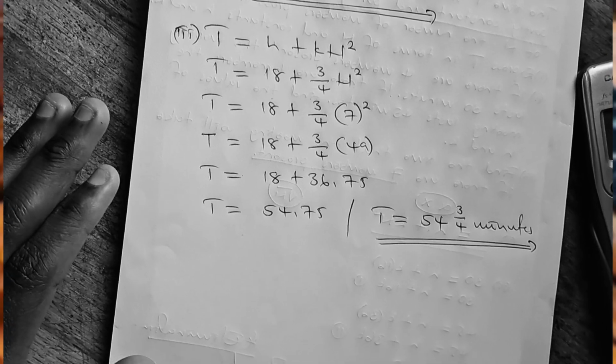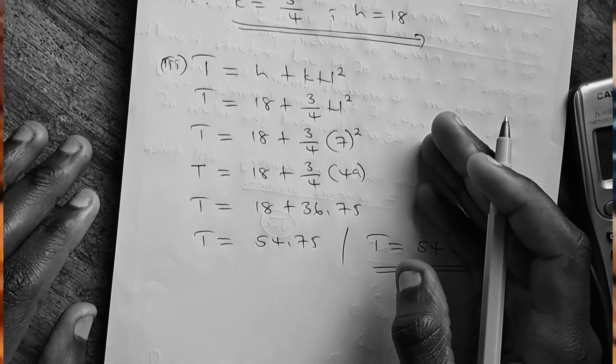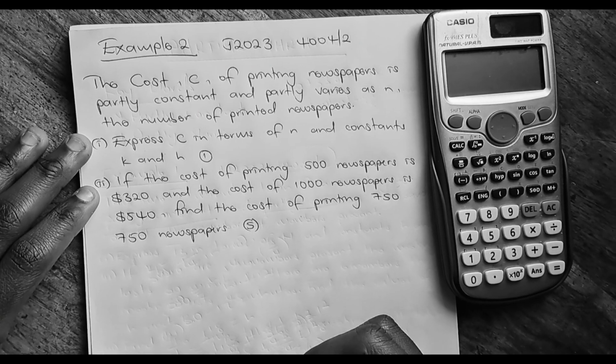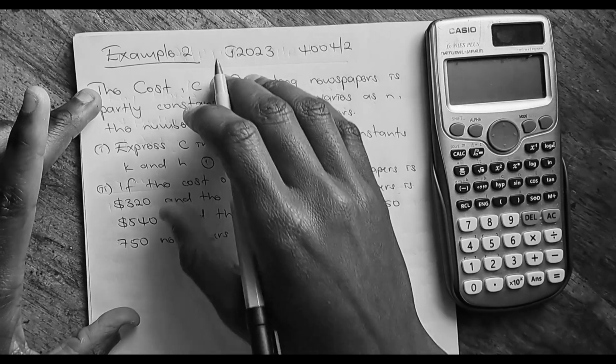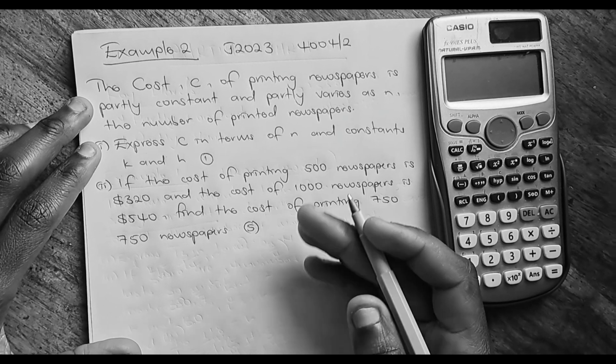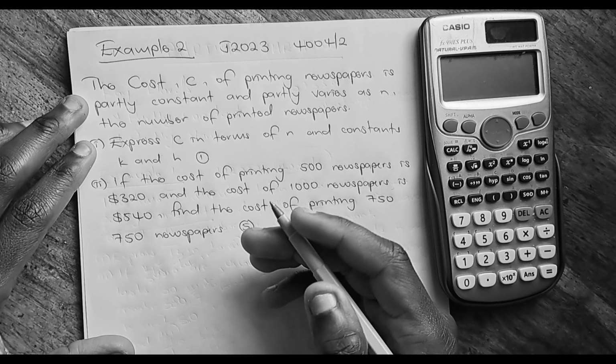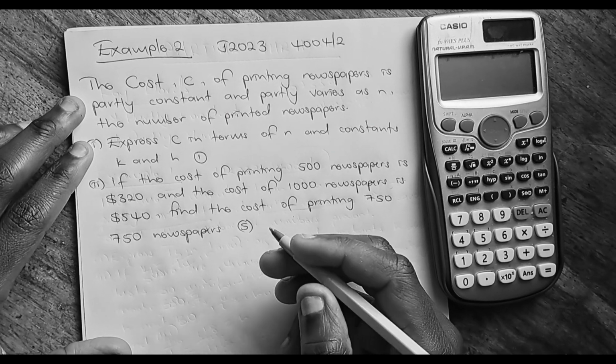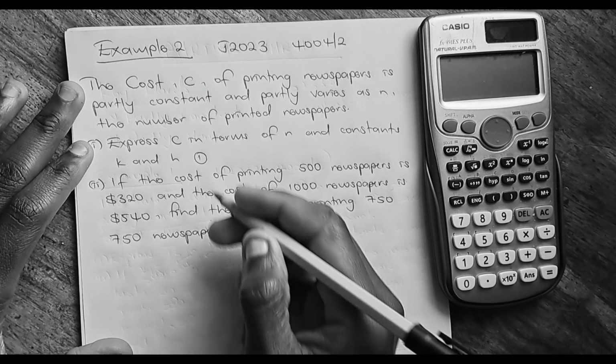So we are done with this example. I hope you have understood all the concepts. Okay, once again, welcome back. We are now looking at example number 2. I hope example number 1 was very well explained to you so that you can understand the basics of partial variation. So the cost C.